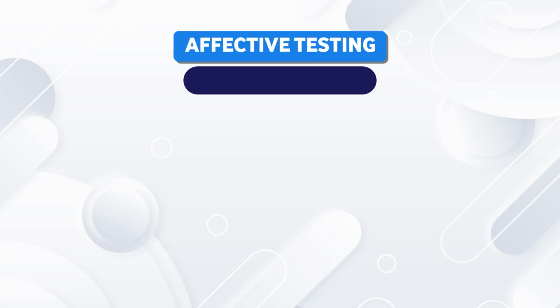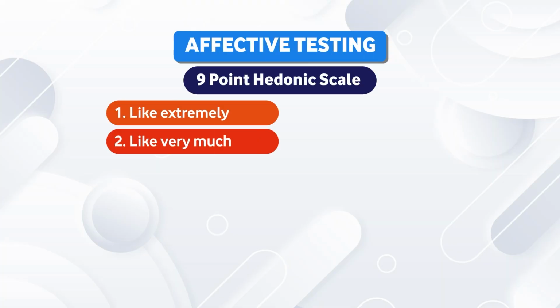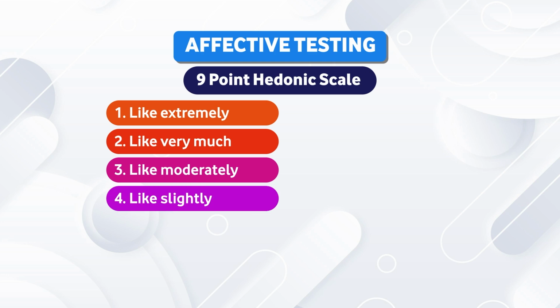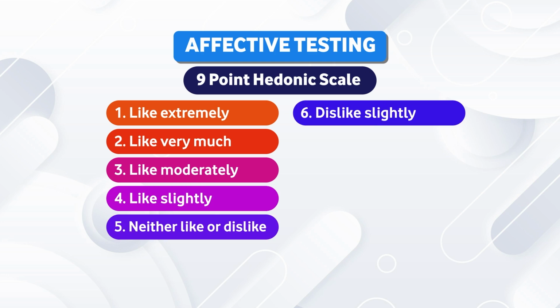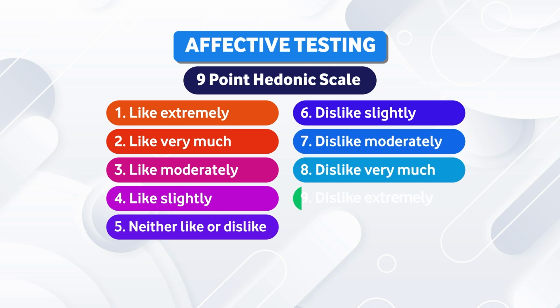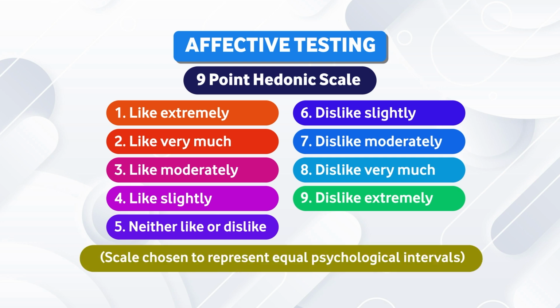But how do we put this affective testing into effect? For example, the hedonic scale. This is an example of a 9-point hedonic scale where an individual can indicate liking or disliking, from like extremely at one end to dislike extremely at the other. Between these, wherever the product lies, he can put a number or score from 1 to 9. So if the score given is 7, it means the individual considered that product moderately disliked, right?